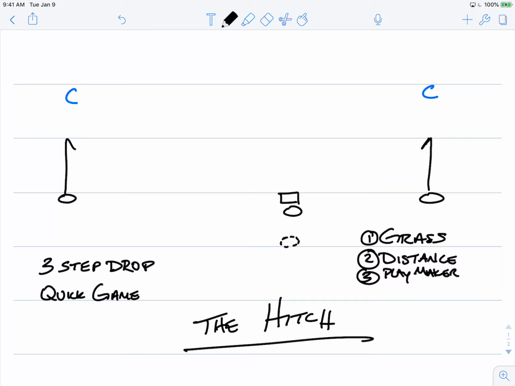Today we're going to do an overview on the hitch route. Now, the hitch route is in the quick pass family, and essentially it's about a 5-yard curl route. Okay, so this is kind of drawn to scale. Each of these lines is about 5 yards, simulated in a 5-yard line, 5 yards apart.